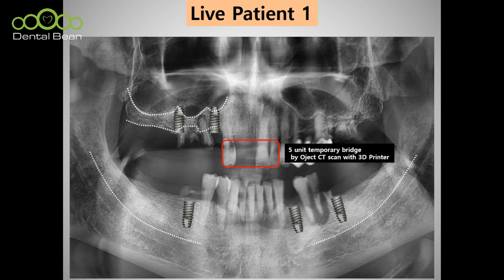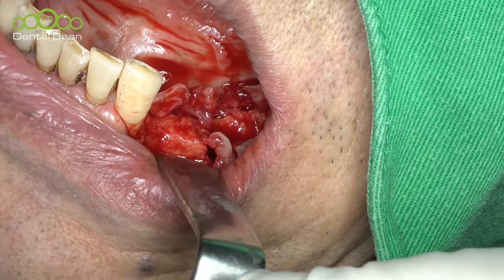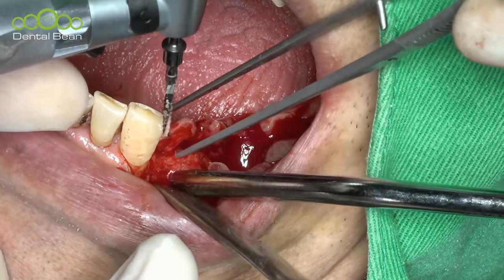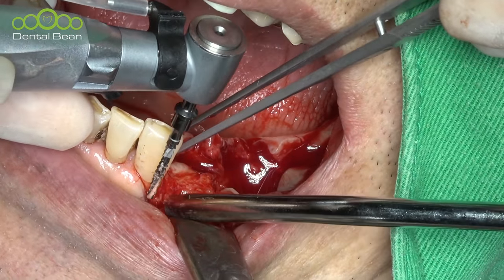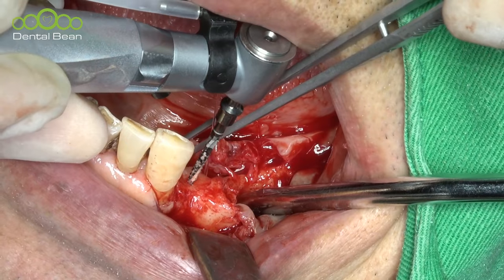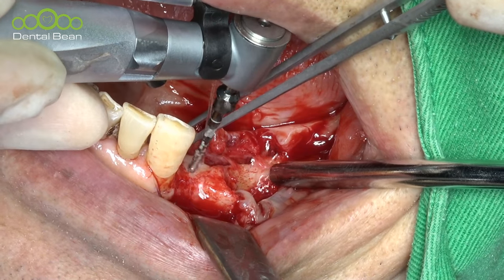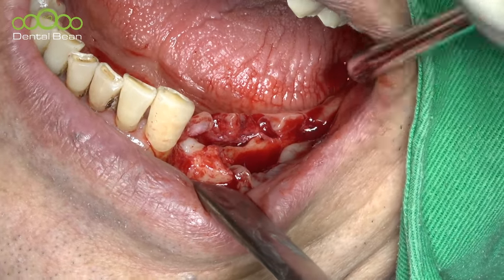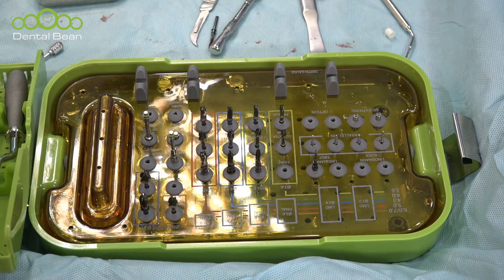Thread extension. Okay. Open, eyes. Every time, this is the canine, and then this is the same angulation here. Right here, this manner. Okay, next one. 2.6. The long one.